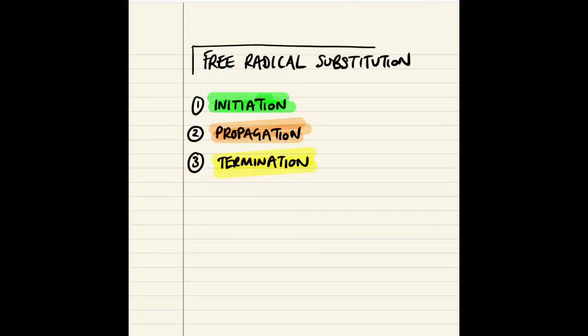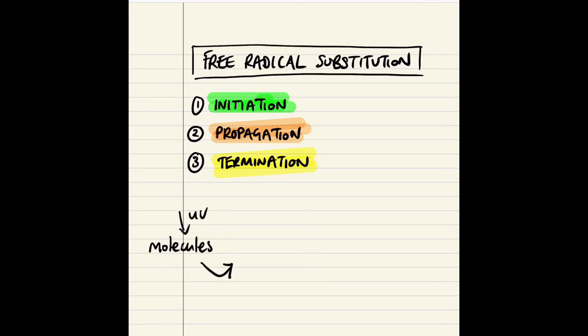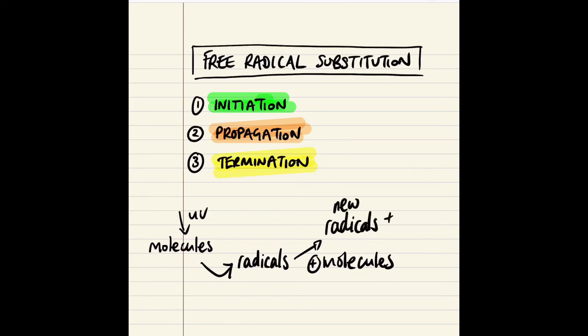So those are our 3 stages of free radical substitution. We have the initiation stage, the propagation stage and the termination stage. In the initiation stage we have molecules which are hit by that ultraviolet light. That's of the right energy in order to break that bond in order to produce radicals. Those radicals can then go on in a propagation stage to react with molecules to create further new radicals, different ones, and also different molecules. And that will happen repeatedly. That's why this is a chain reaction.